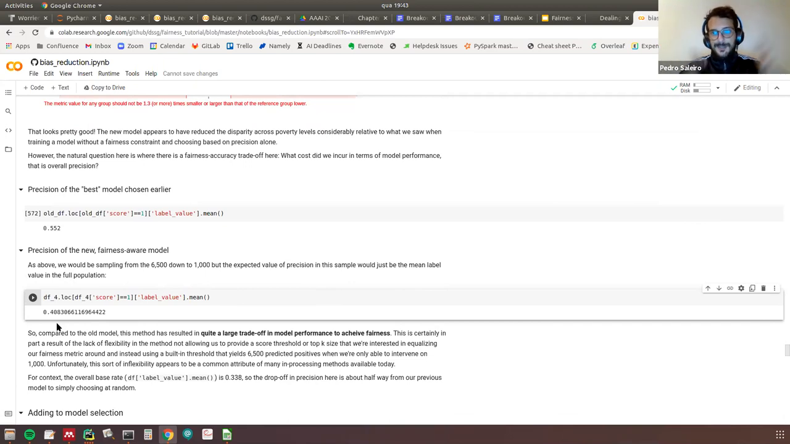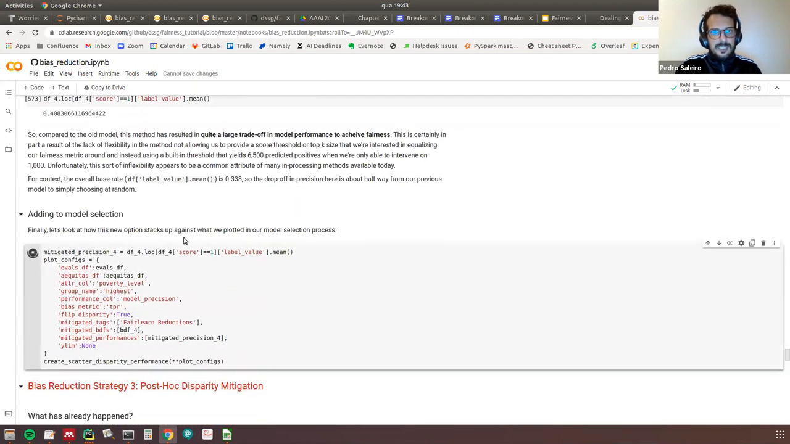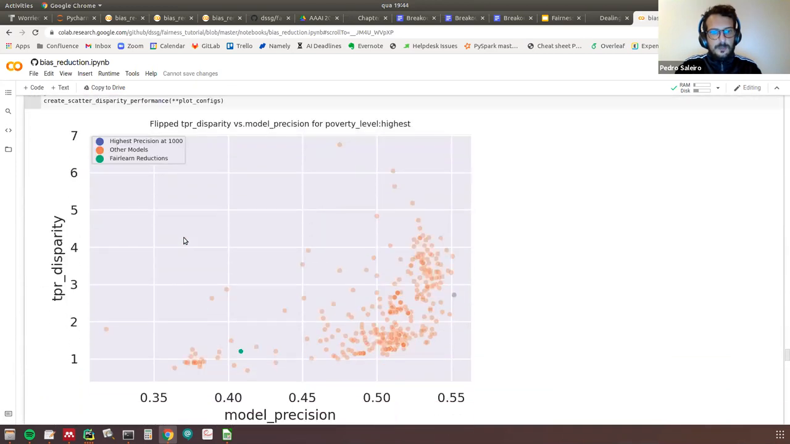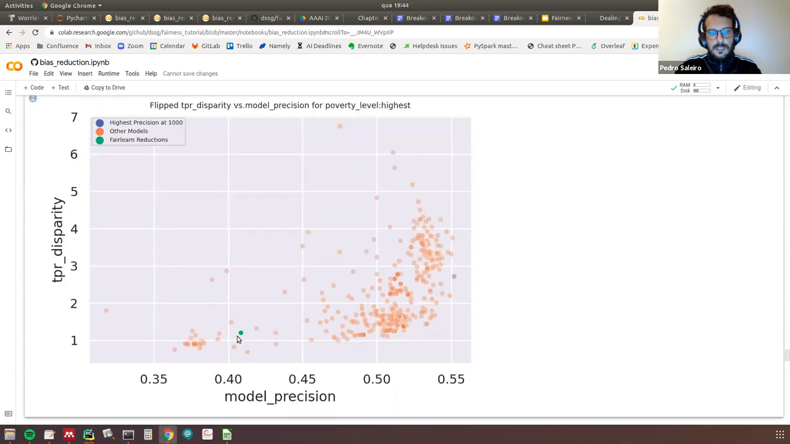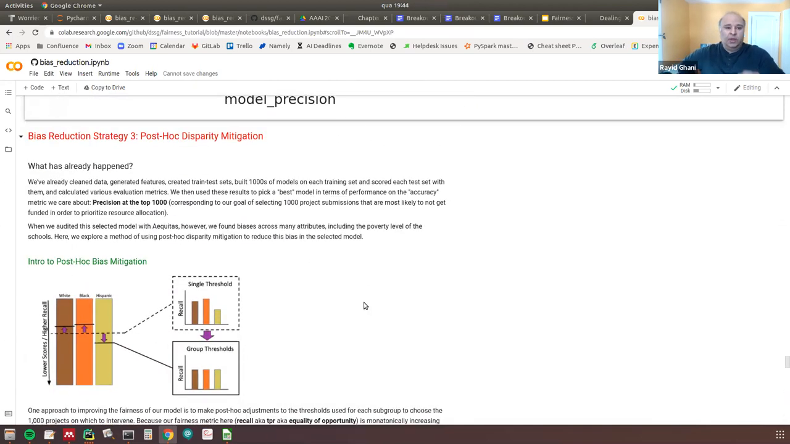Once again, because the method, to fulfill that constraint, basically ended up predicting as positive many, many more instances. And let's see how it looks in terms of the scatter. So basically what we found is a model that has lower disparity, but it's way far from the model with highest precision. And it's not even close to the other bunch of models here that are in a more interesting subregion of the space. And now going to the third approach.